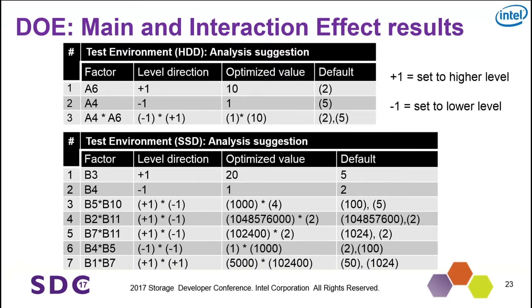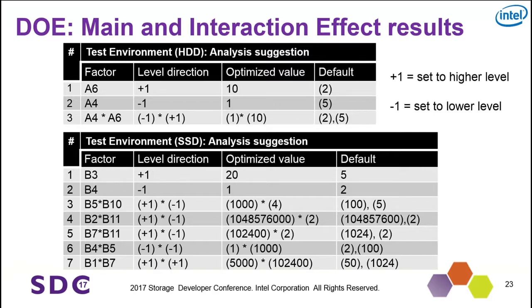So here I summarize the findings after analysis. The top is the HDD, and the bottom is the SSD analysis finding. On the HDD, there are only 3 effects impacting the performance. All the performance I analyze is using IOPS. It suggested that the factor variables A6 and A4 each have a main effect, and A4 and A6 interact with each other. If you don't tune them well enough, you will not get the optimization.